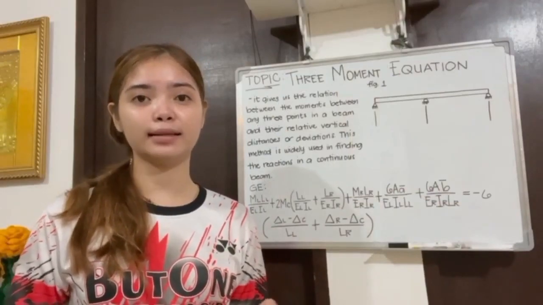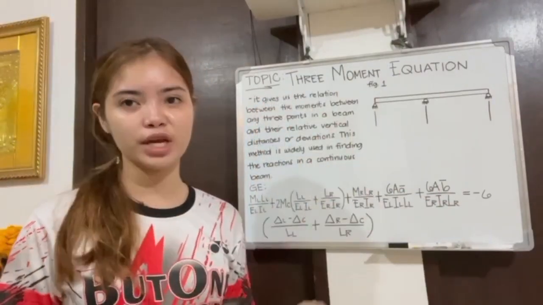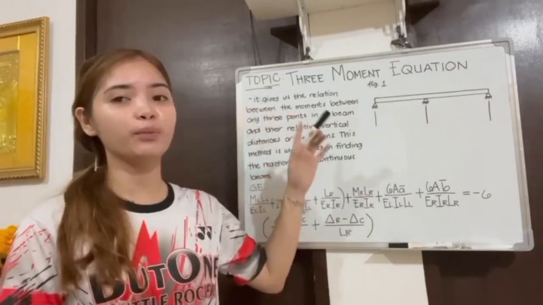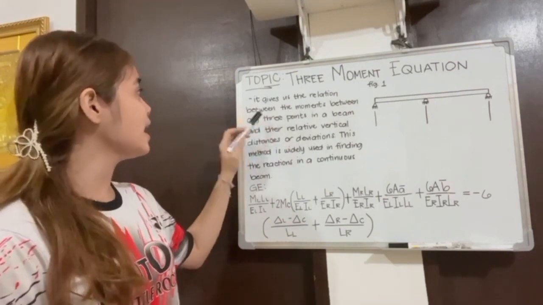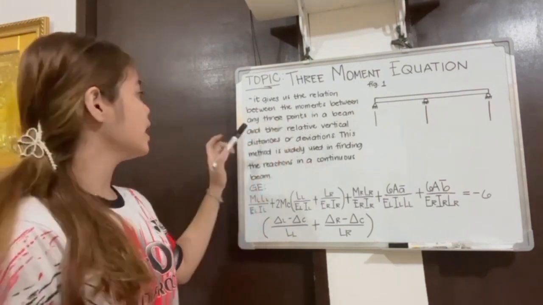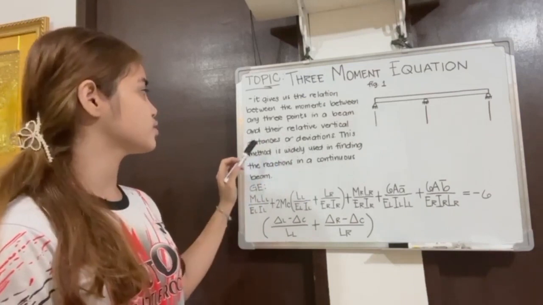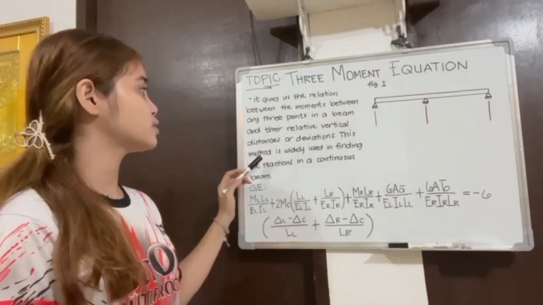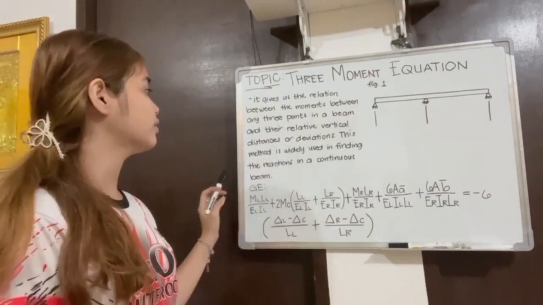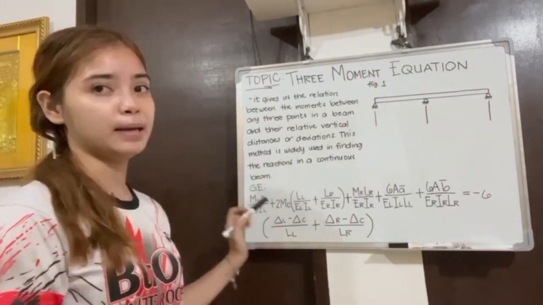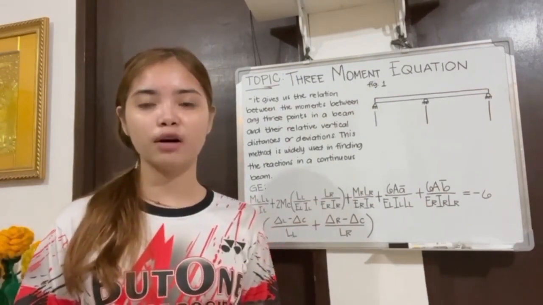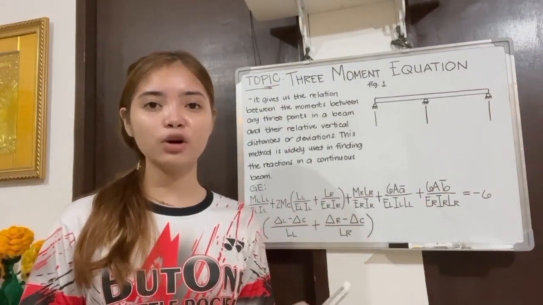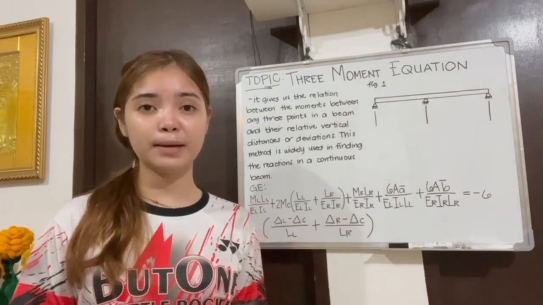Thank you. So the next topic that we'll be tackling is the three-moment equation. The three-moment equation gives us the relation between the moments between any 3 points in a beam and the relative vertical distances or deviation. This method is widely used in finding the reactions in a continuous beam. So the main purpose of the three-moment equation is to solve the beam reactions, and it can also be used to solve the beam deflection.